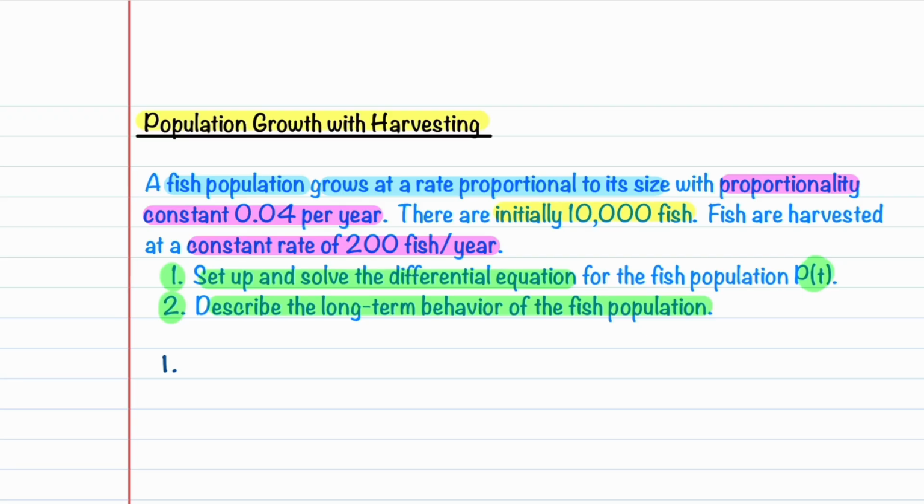Our differential equation starts with the change in population with respect to time, and we're going to write that as dP/dt. And the change in population is going to be equal to the growth rate minus the harvesting rate.